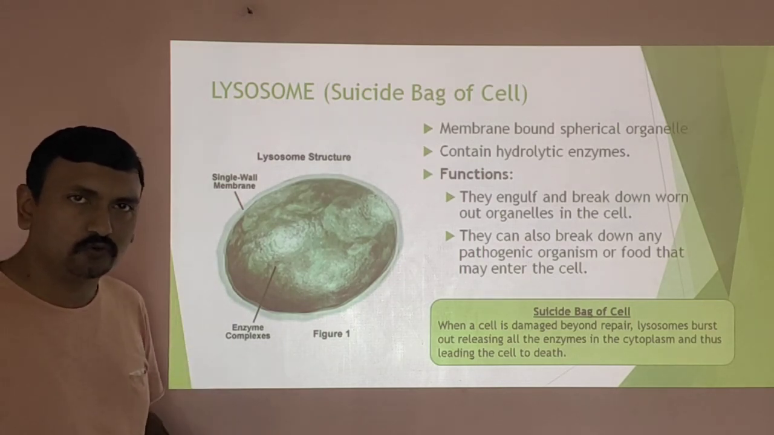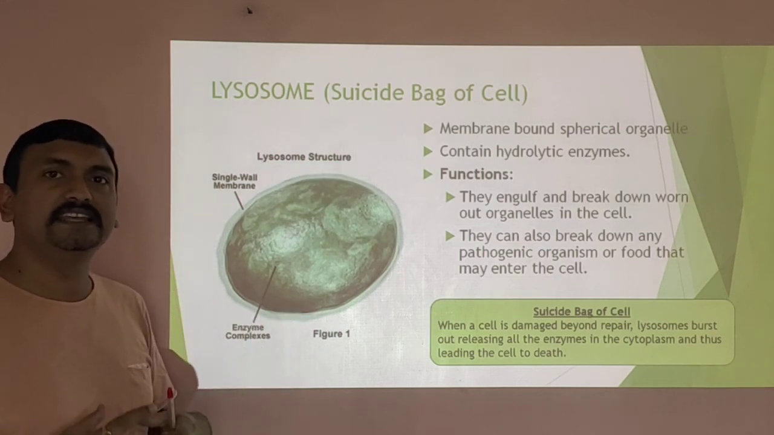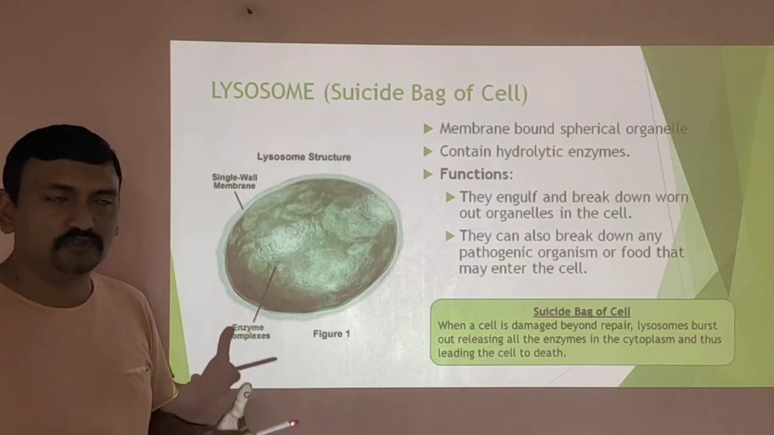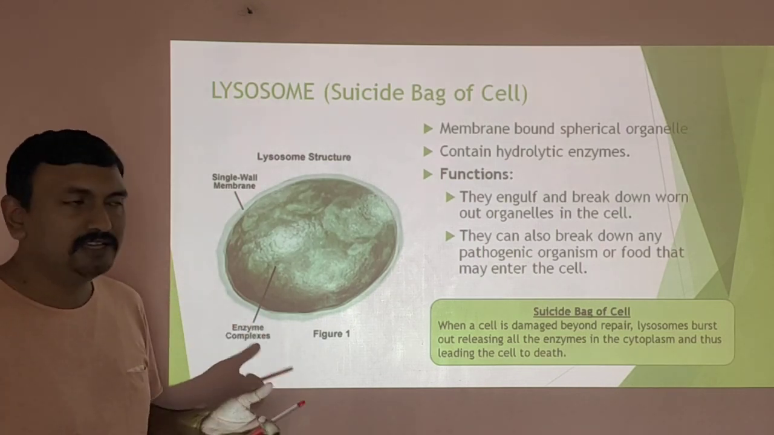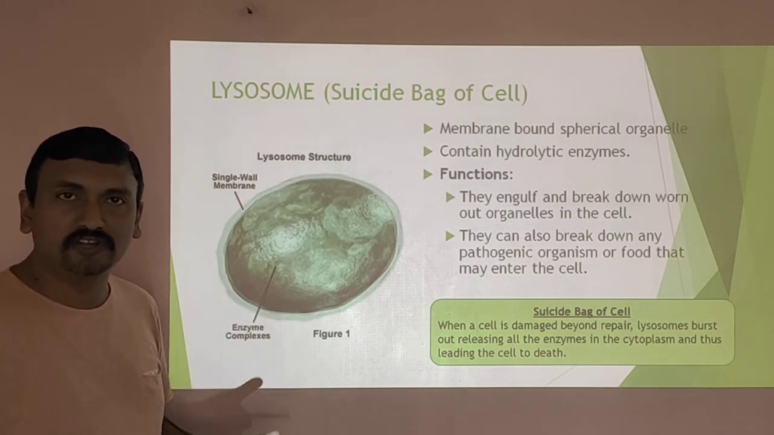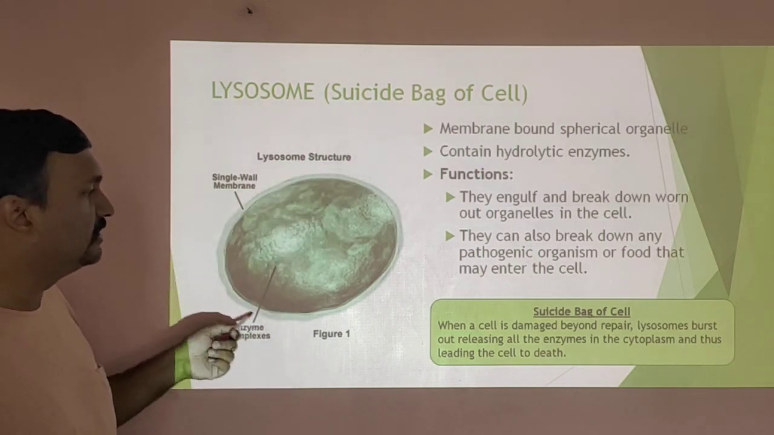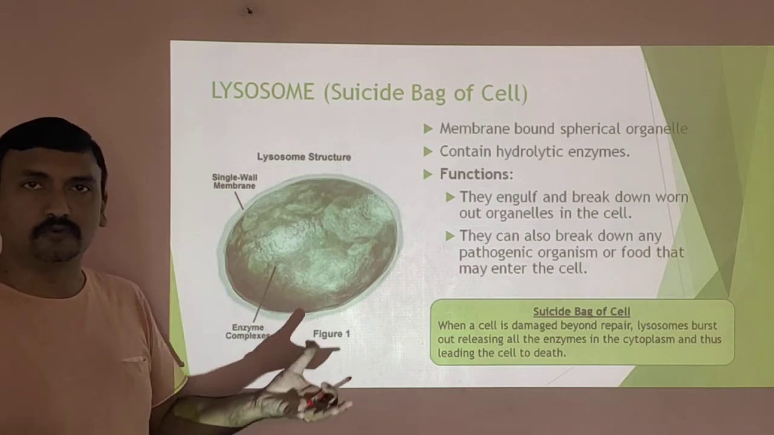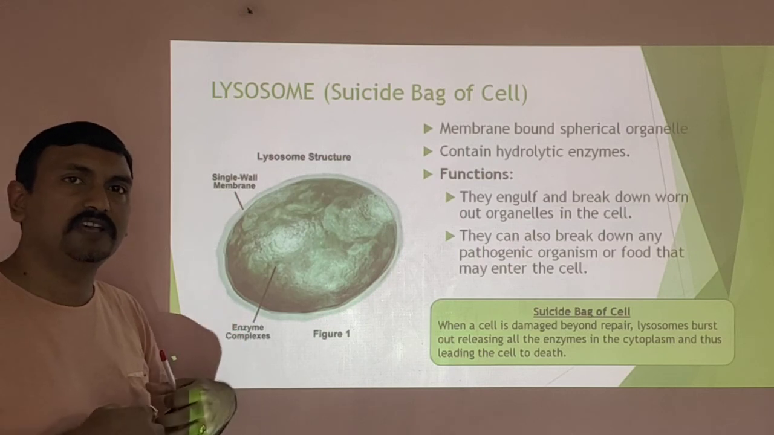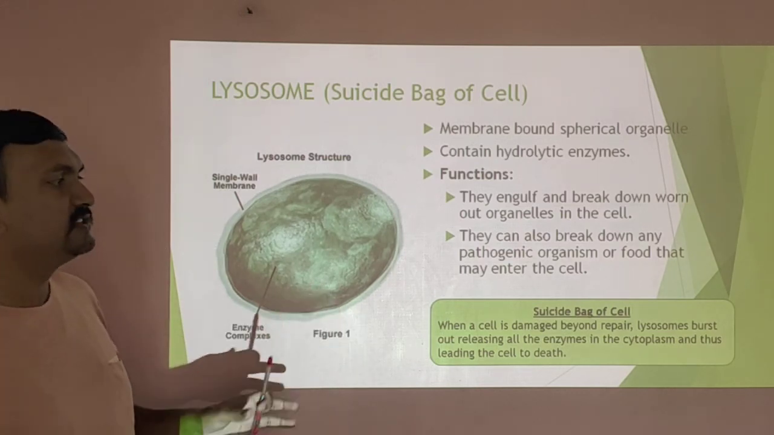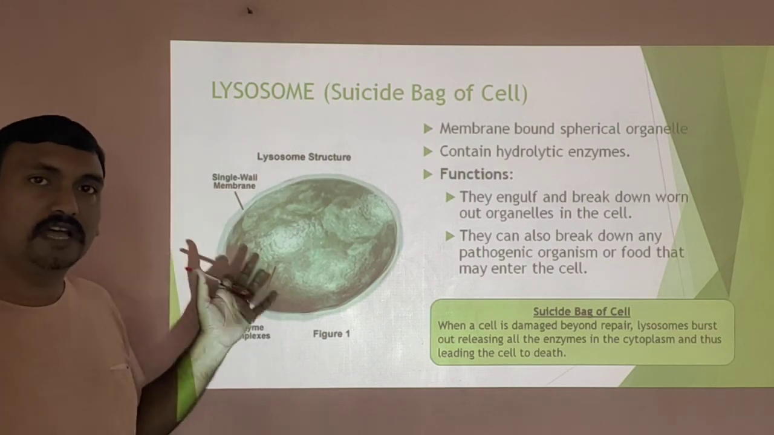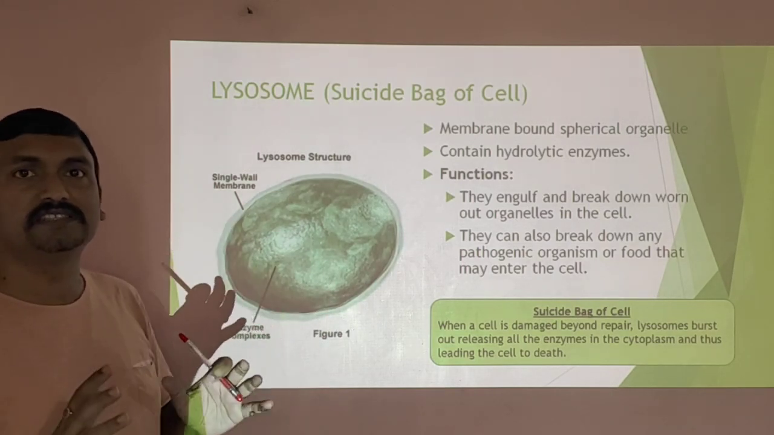Now, since its function is to engulf harmful substances or useless substances inside the cell, it has a special function. What is it? If the cell is damaged, is injured, suppose, and it's no more functioning, then it is not required. It needs to undergo death. Then what happens is this lysosome will burst out. When it bursts out, the inside hydrolytic enzymes are released. When they are released, those enzymes will digest all the other organelles present in the cell.